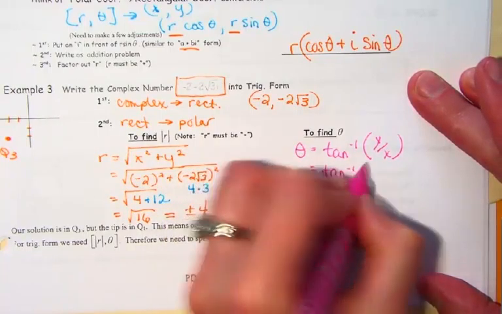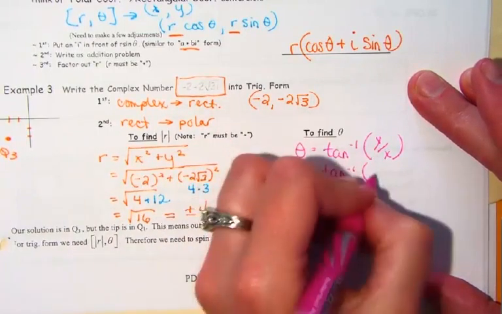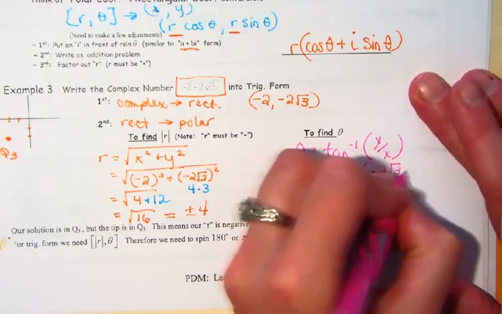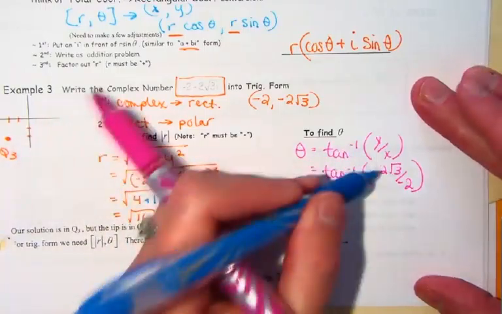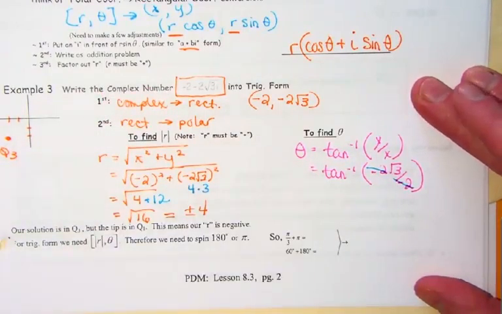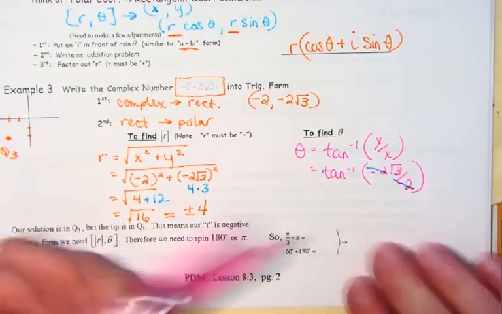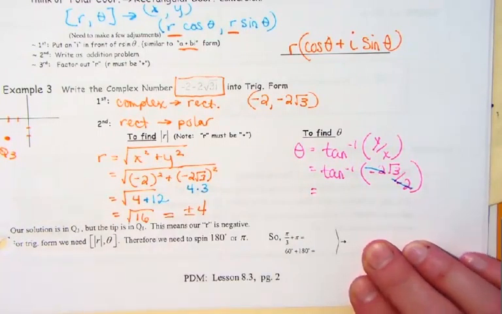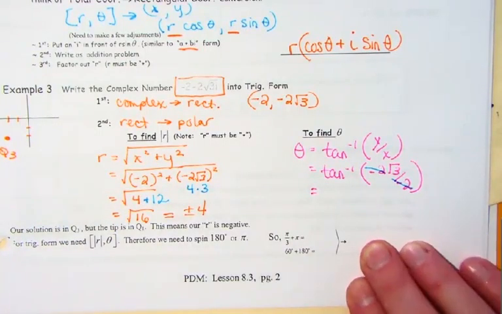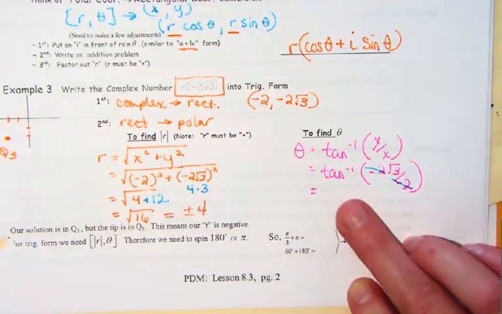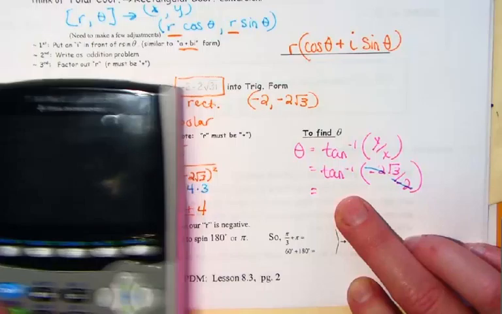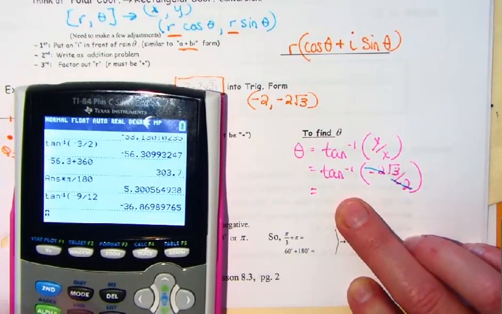To find our theta, tangent inverse of y over x. So inverse tangent of -2 root 3 over -2. Well, hey, that's pretty cool. -2's cancel out. What angle has a tangent of square root 3? Check it out on your calculator if you need to. What do we have? All right. And did your calculator give you it in a negative like that? Because I'm curious.